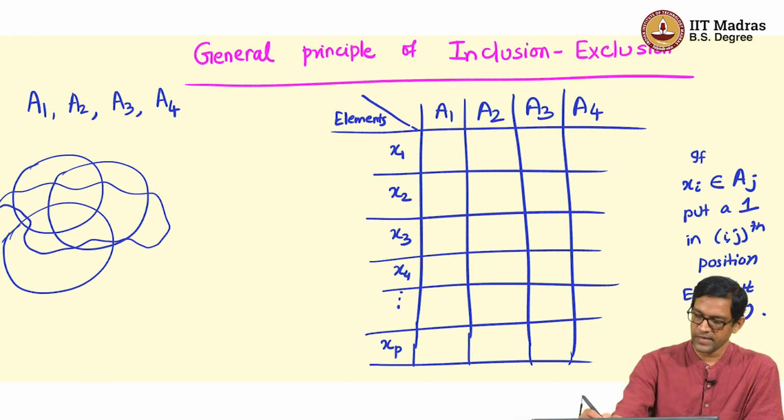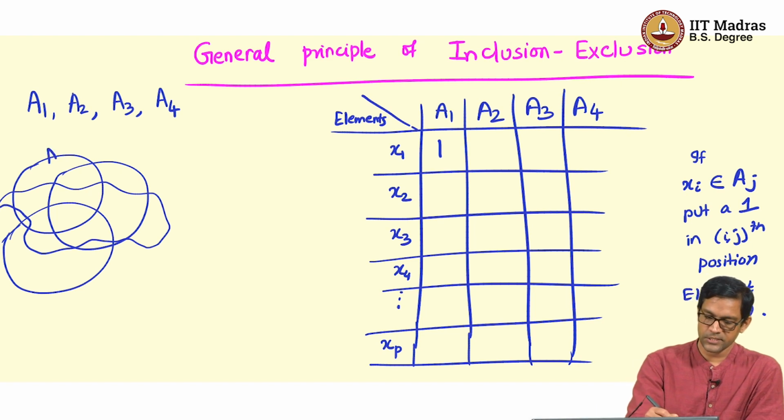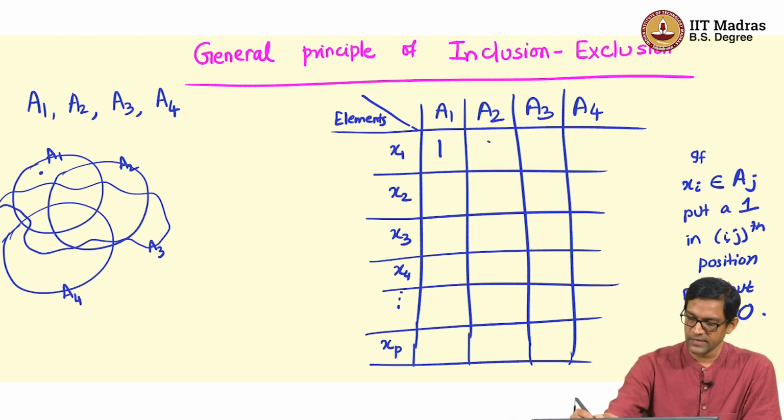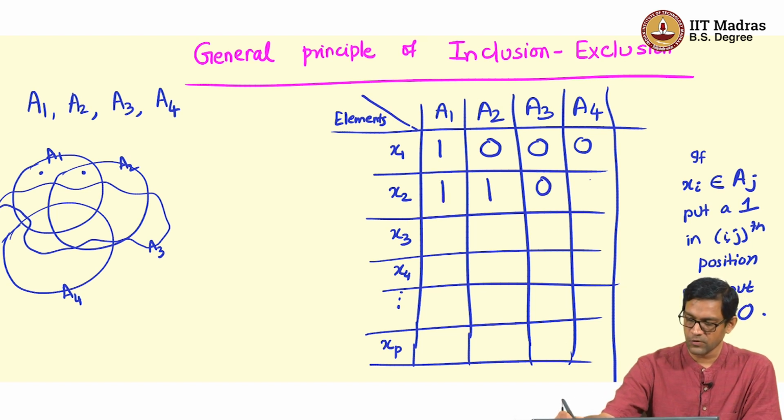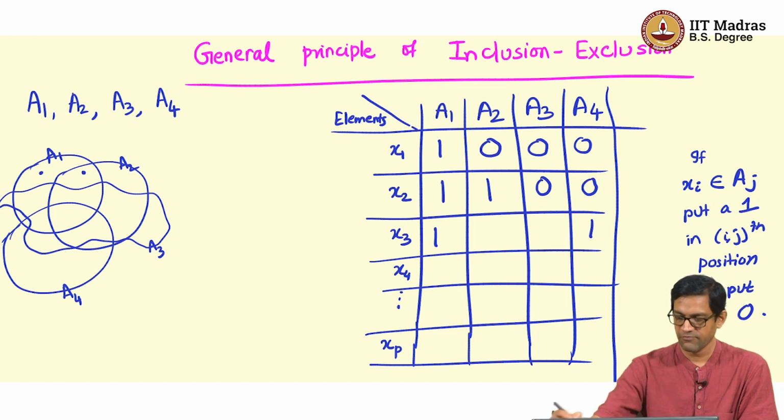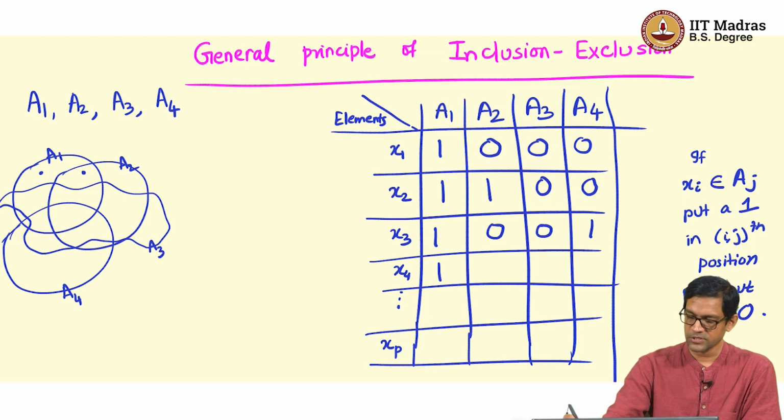So, what does that mean? If x1, for example, belongs to A1 and not to any of the other Ais, A2, A3, A4, I will just put zeros in the other places. Now, if x2, the next element, belongs to A1 intersection A2 but not to A3 or A4, then I will say it is in A1 and A2 but not in A3 or A4. Likewise, there could be an element which is in A1 and A4 but not anywhere else, or some other element which is in 3 of them but not in the 4th. There could be elements which are in the full intersection, in all 4, and so on. So, these are my various possibilities.